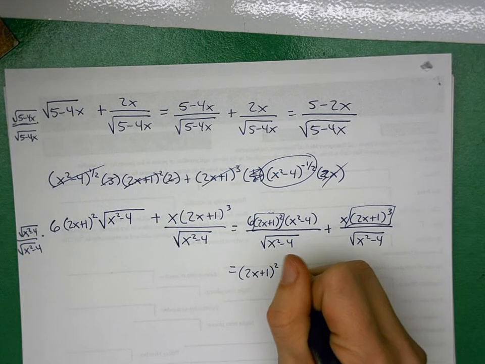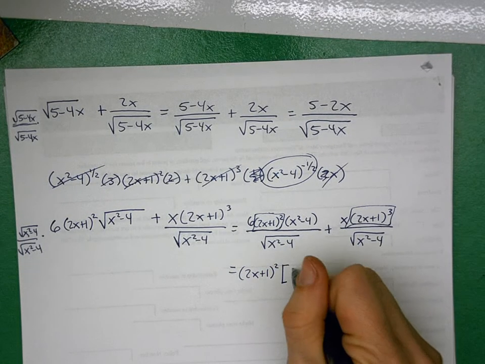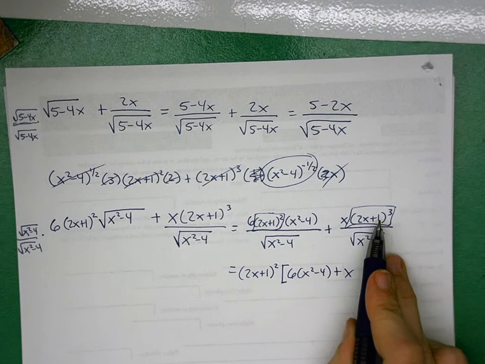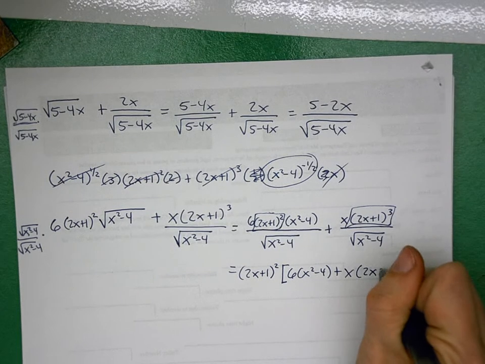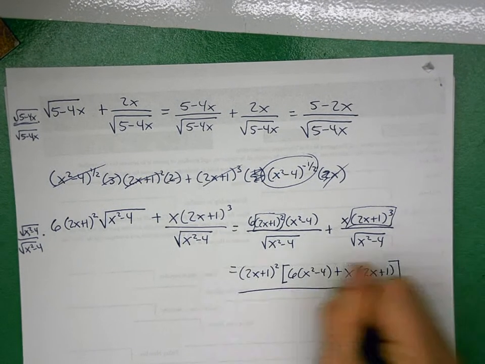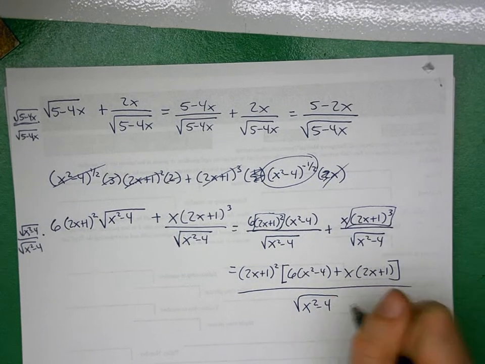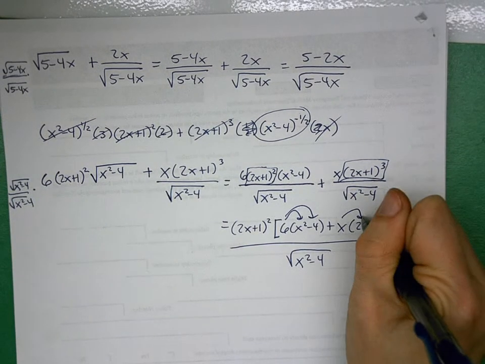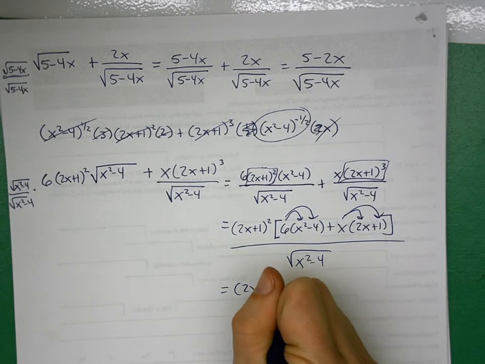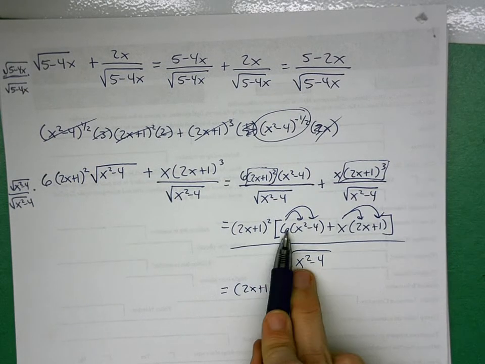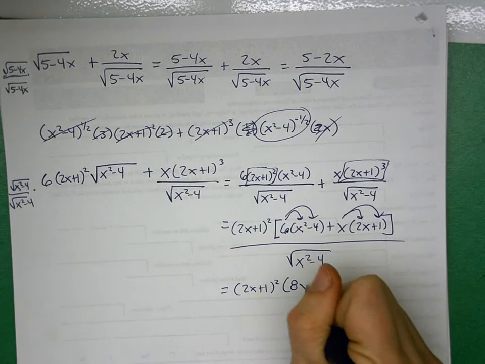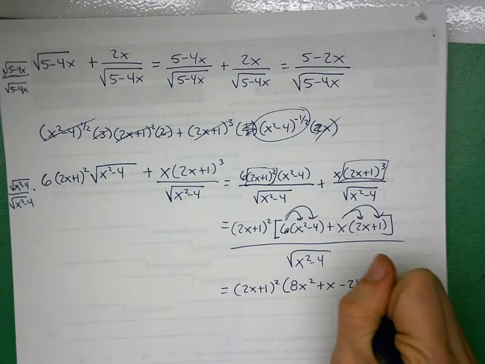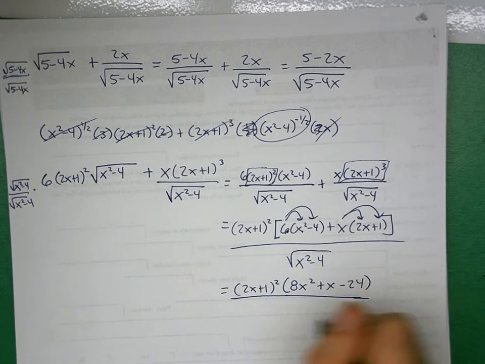Okay, and so what I'm left with is 6 and the x squared minus 4 plus x, and since I pulled out 2x plus 1 squared, what I'm left with is that 1 left over 2x plus 1. Okay, and then distributing, we would have our 2x plus 1 squared, and then 6x squared plus 2x squared is 8x squared. X times 1 is x, and 6 times negative 4 is negative 24. And that's your answer.